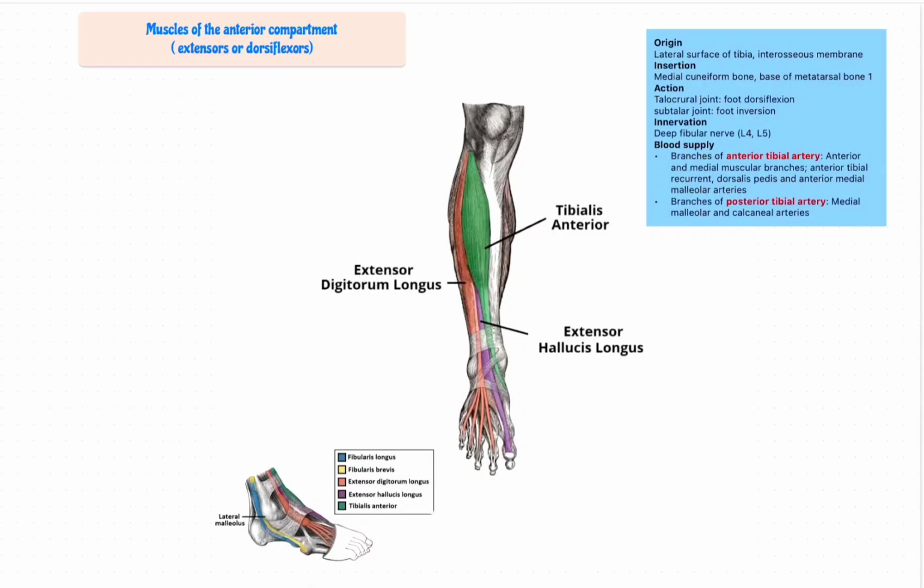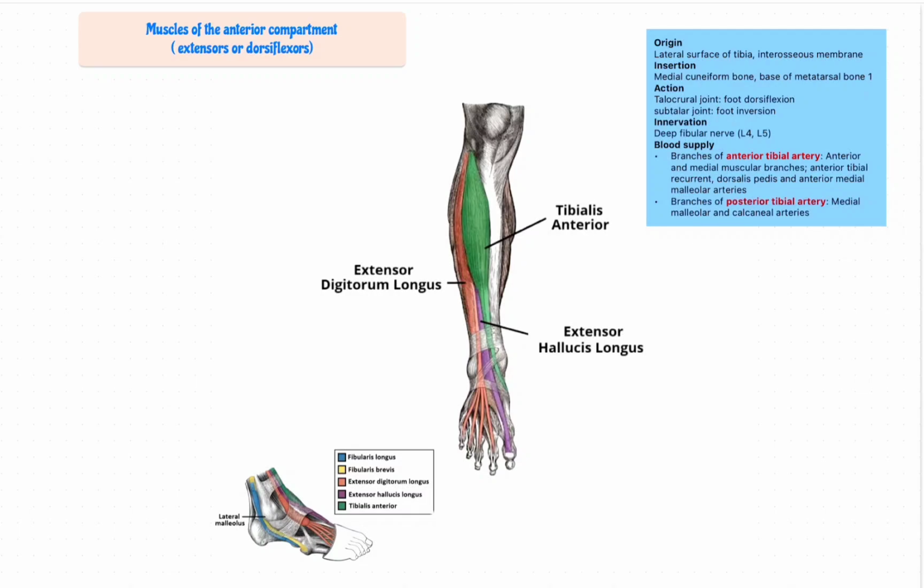Now, talking about the muscles, we have the muscles of the anterior compartment. These muscles are called the extensors or the dorsiflexors of the leg. They are four muscles: the tibialis anterior, the extensor hallucis longus, and the extensor digitorum longus. One more muscle, the peroneus tertius, can be found, but may be absent in some individuals.